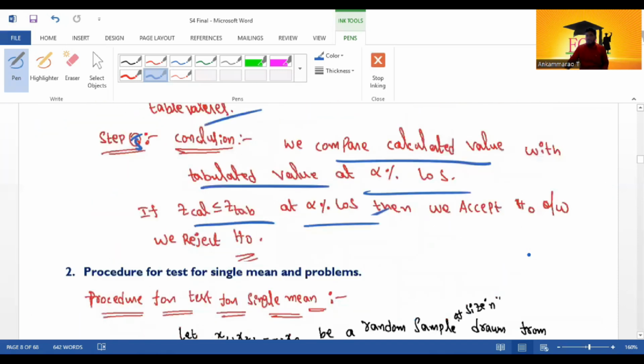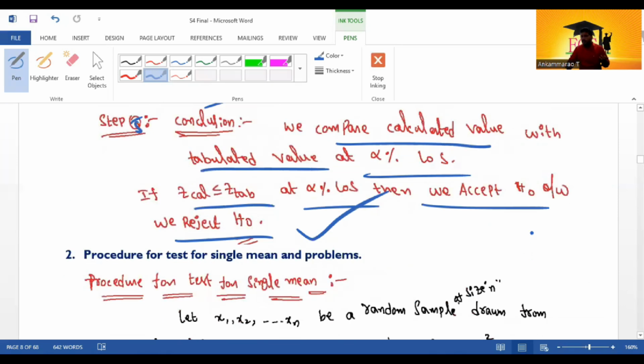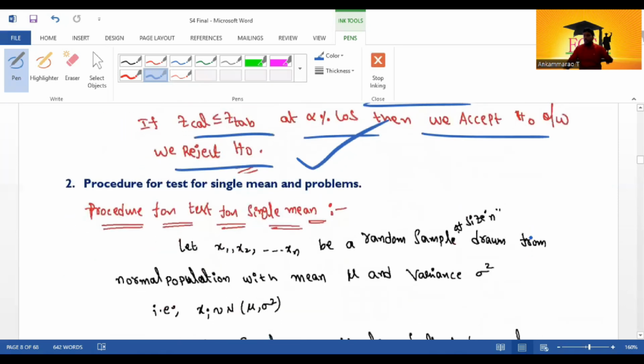These steps apply in the second unit, third unit and fourth unit. Here we have some procedures in the Z test. The procedures in the Z test are: first, test for single mean; next, test for two means, test for two standard deviations, and so on, various ones.